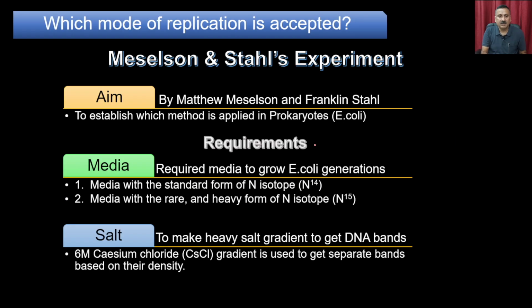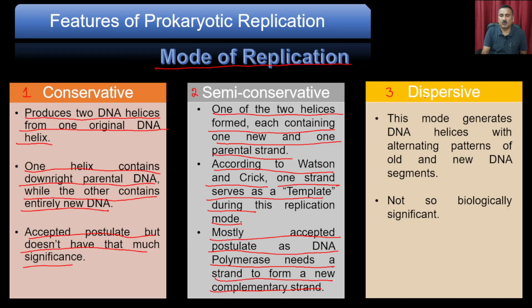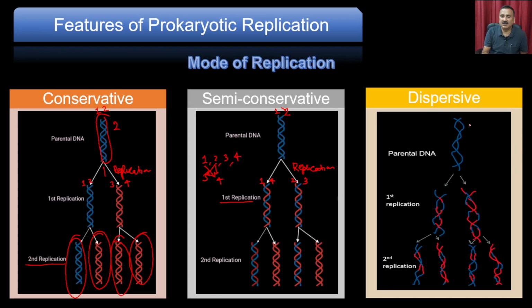Now, the third method is called the dispersive. This mode generates DNA helices with an alternating pattern of old and new DNA segments, and it does not have any kind of biological significance. So, what this means is that in the dispersive, you are going to have the parental DNA, and after the replication 50% portion is going to be replicated with the original DNA and the 50% portion is going to be replicated with the new DNA. This means you are going to have a mixture of both the strands and both components.